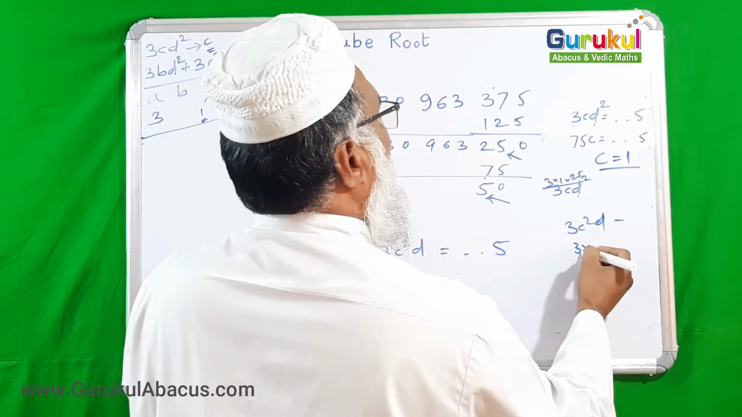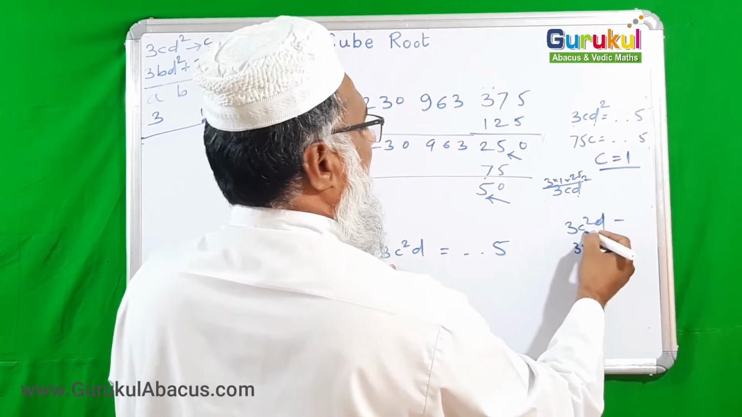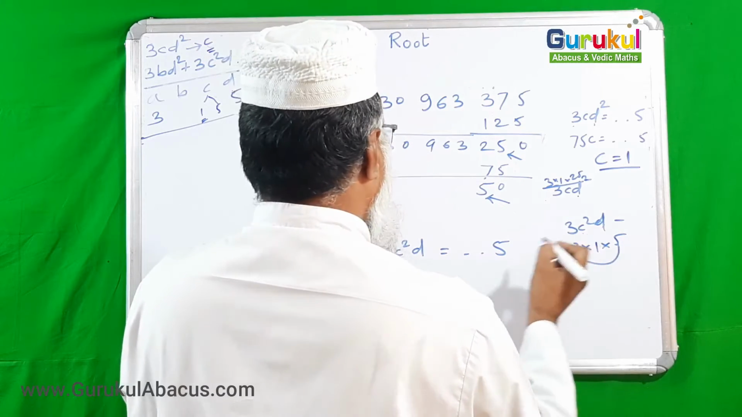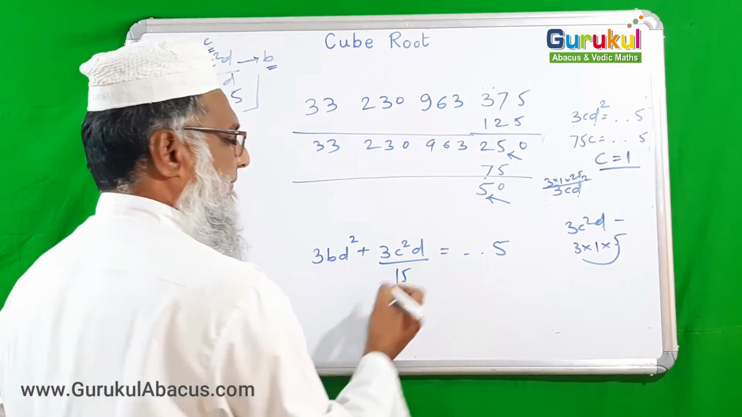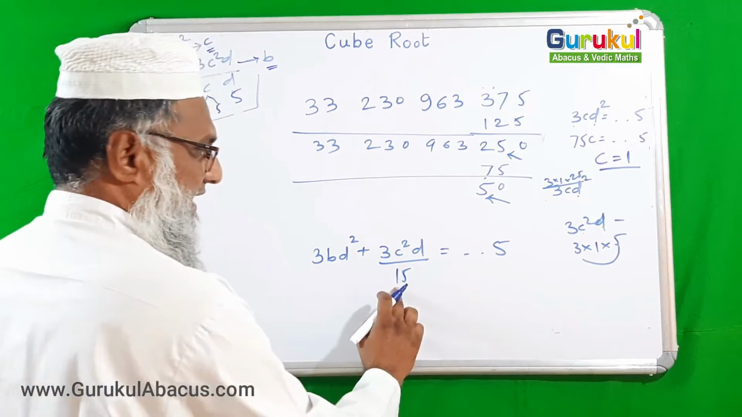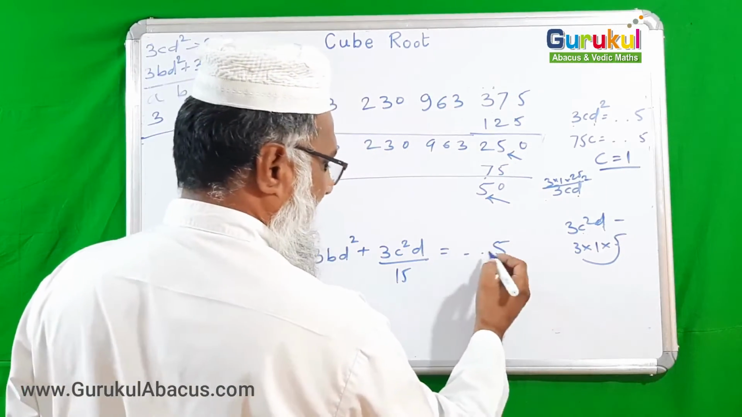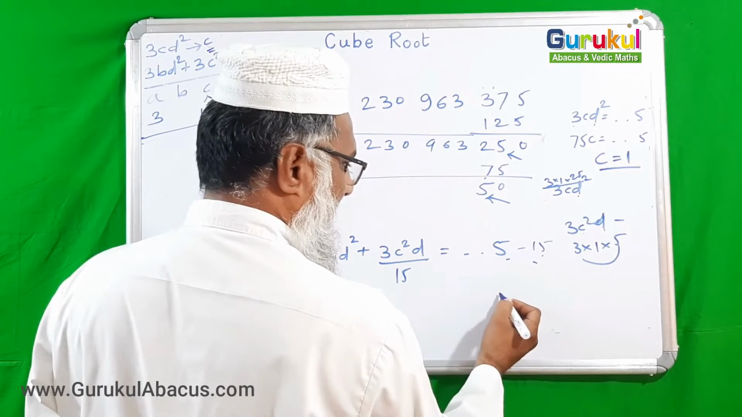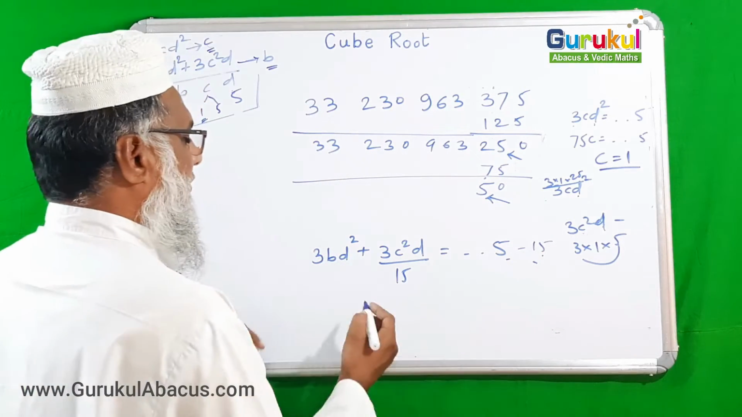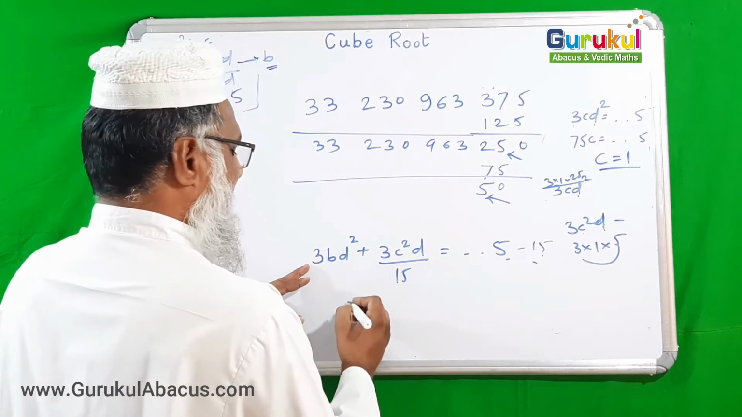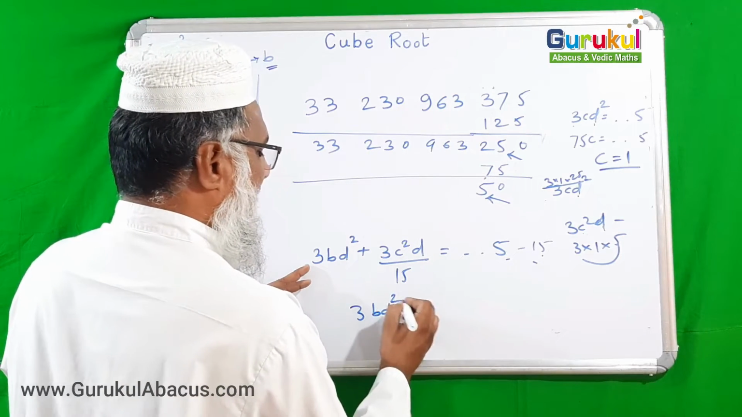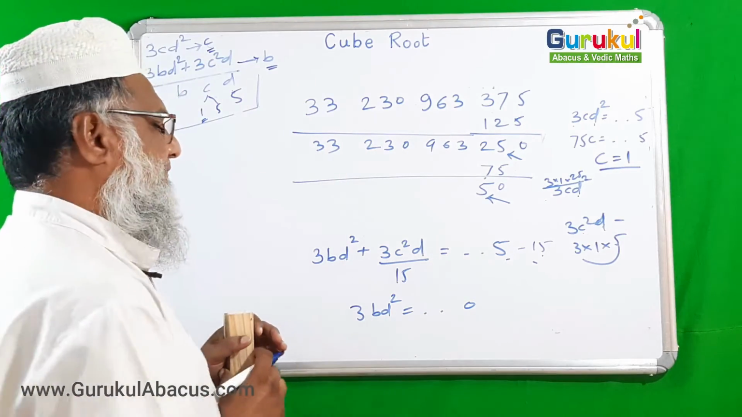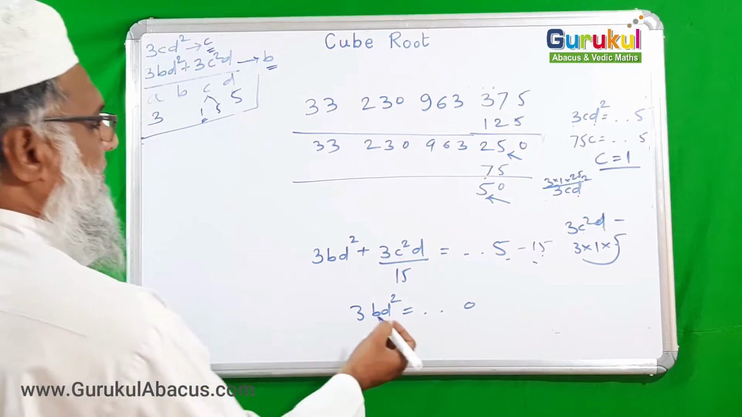3c square d. So 3 is there, C we have defined as 1, so 1 square is 1 itself, and d is 5. So 5 threes are 15, we got the value of it. If that 15 is subtracted here, then 5 minus 5, 0 would come. So here what can we understand? 3bd square is equal to ending digit 0 is coming.